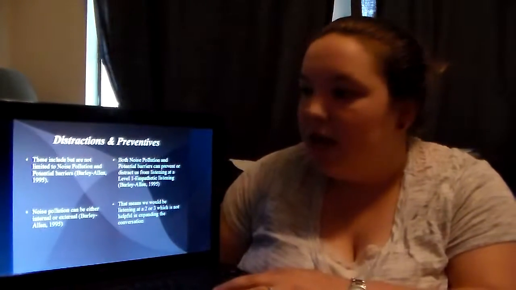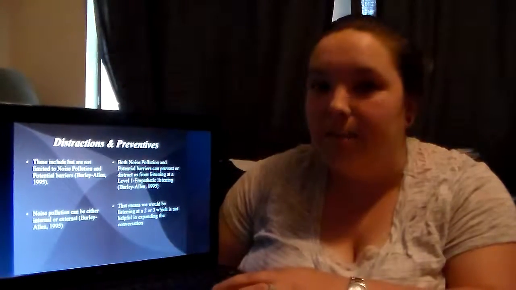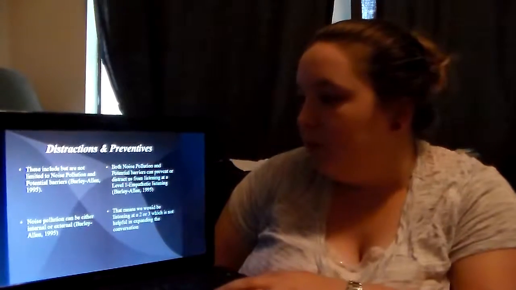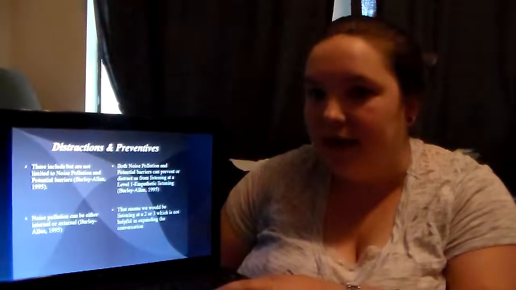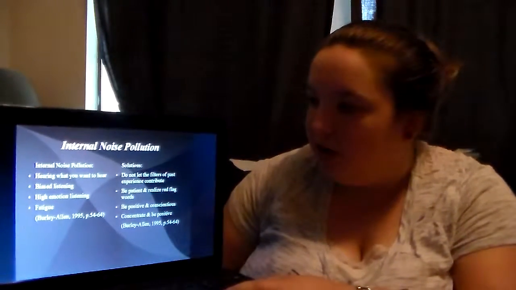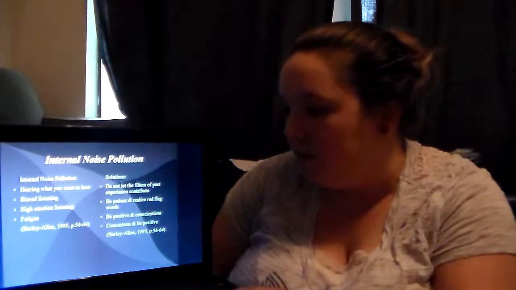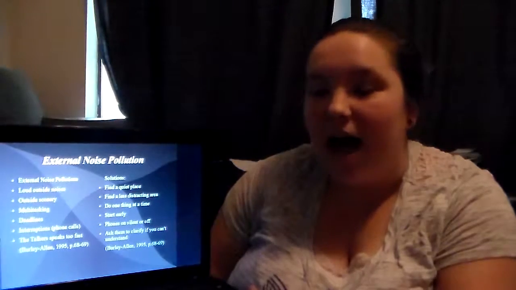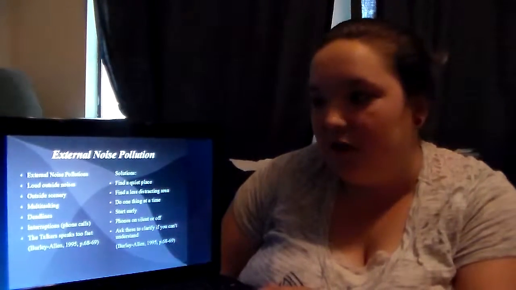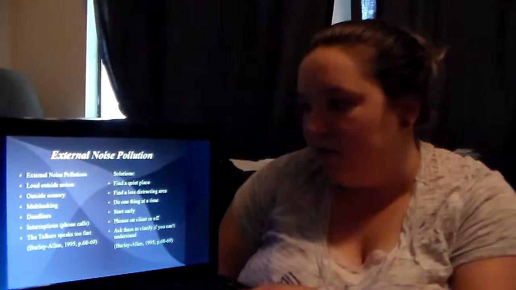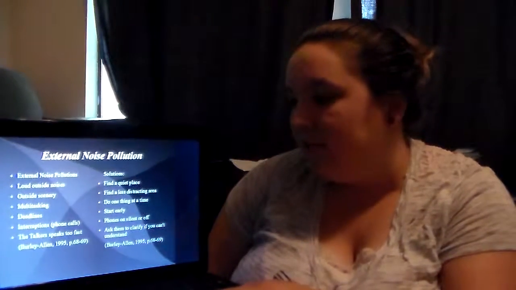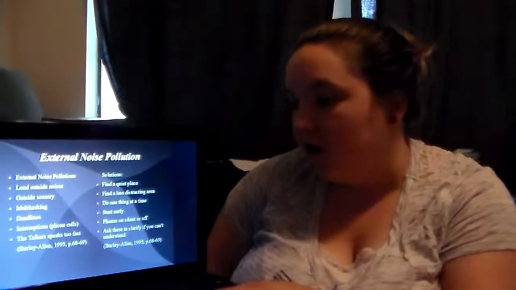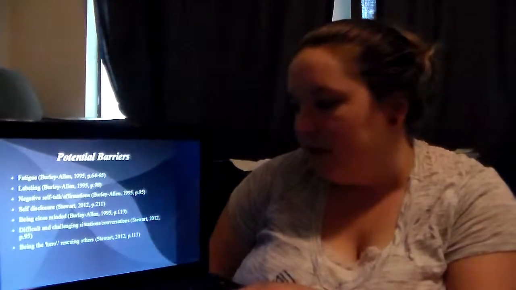Distractions and preventives. These include, but are not limited to, noise pollution and potential barriers. Both noise pollution and potential barriers can prevent and distract from level 1 empathetic listening. Internal noise pollution: hearing what you want to hear, biased listening, high emotion listening, and fatigue. Solutions for those are do not let filters of past experience contribute, be patient, be positive, and concentrate. External noise pollutions: loud outside noises, outside scenery, multitasking, deadlines, interruptions such as phone calls, or talking too fast. Solutions for those are find a quiet place, find a less distracting area, do one thing at a time, start early, put phones on silent, and ask them to clarify.